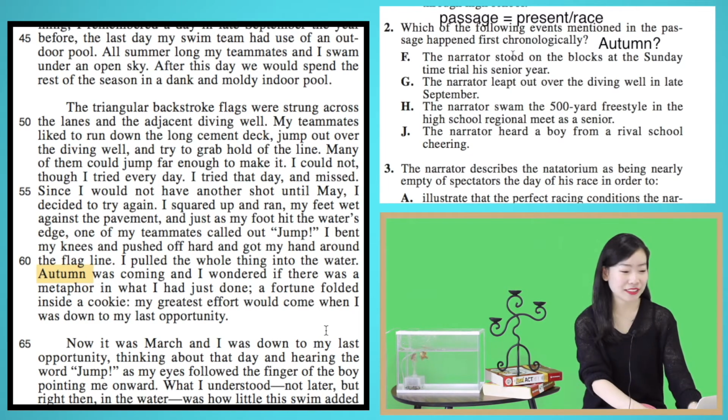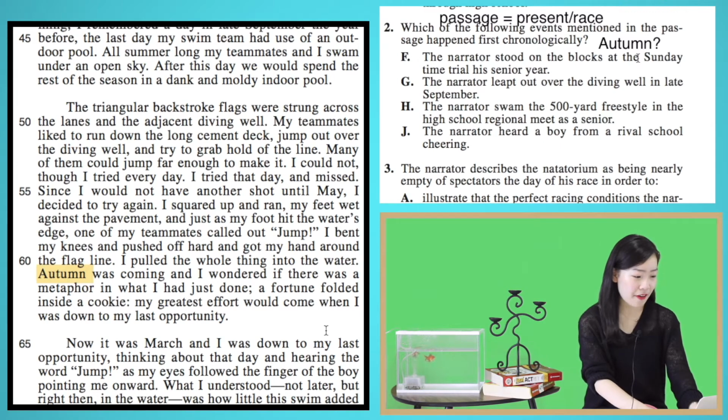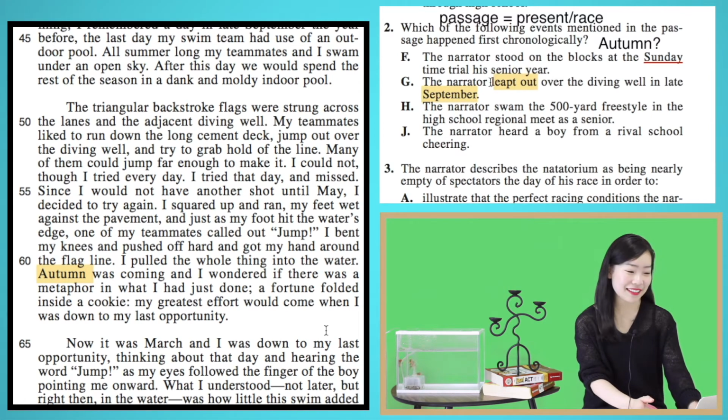Let's look at the options. F happened today, the present. So I said an event from present probably won't be the answer. So let's look at the next option. G is the autumn event I was talking about earlier. So this might be it. And we know right now for sure that G happened before F. So let's cross out F.